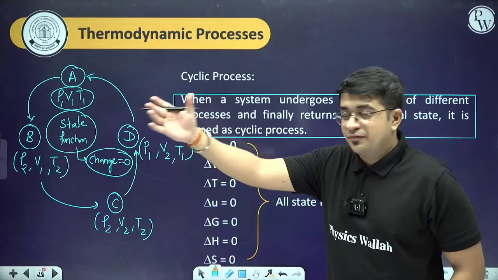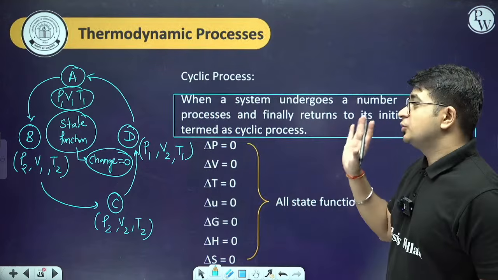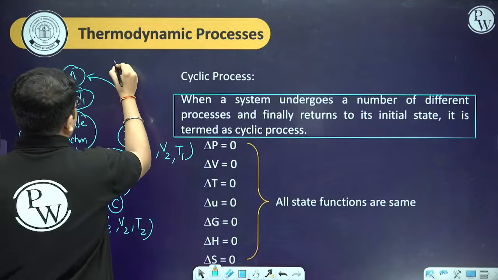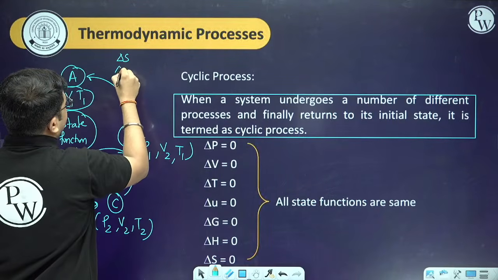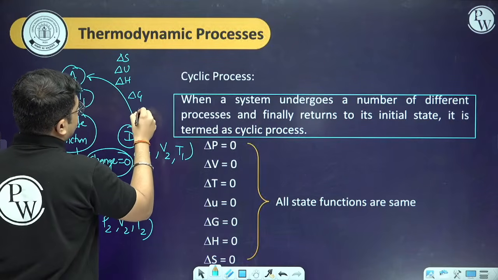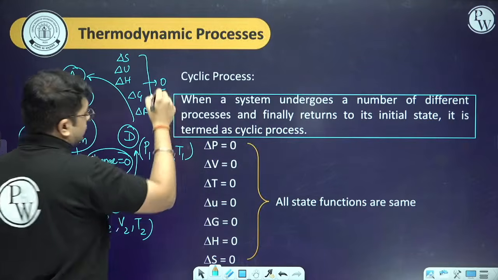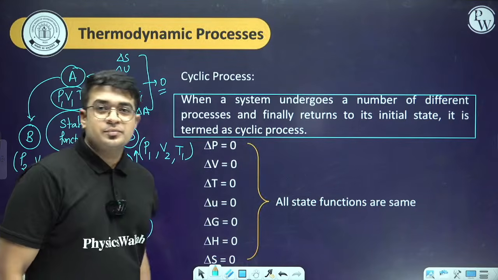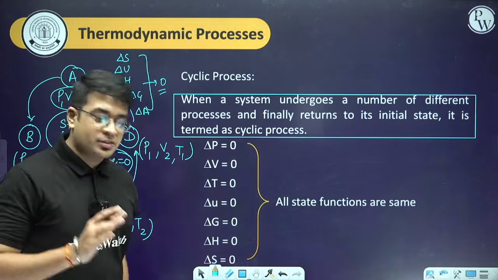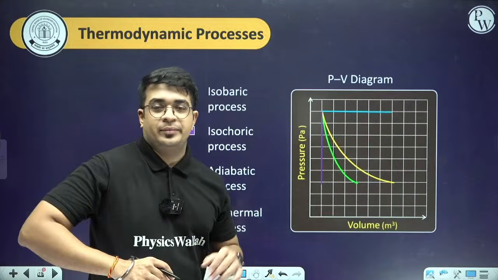If they are same, definitely you can say that change will be exactly 0. I hope this entire part is clear. So for a cyclic process, you can say delta S, delta U, delta H, delta G, delta A, everything is going to be 0. I hope this part is clear. So that is the basic idea about the entire processes occurring in the case of thermodynamics.